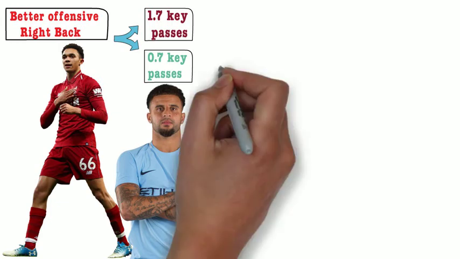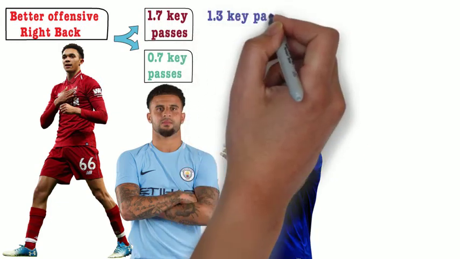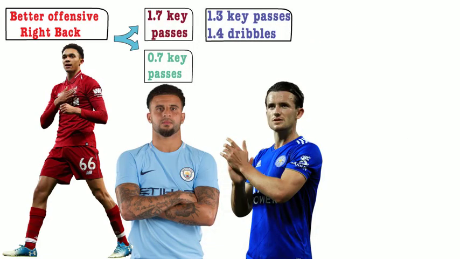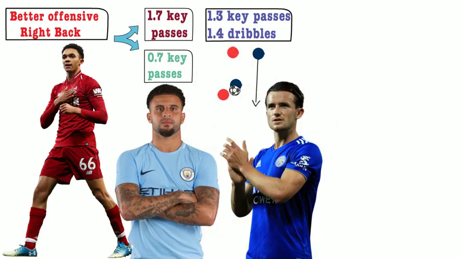At left back, Chilwell seems to have nailed down a starting position. The Leicester man has 1.3 key passes and 1.4 dribbles per game this season, which is an excellent return for a fullback. This highlights Chilwell's ability to make overlapping runs down the left flank and whip low crosses across the box.